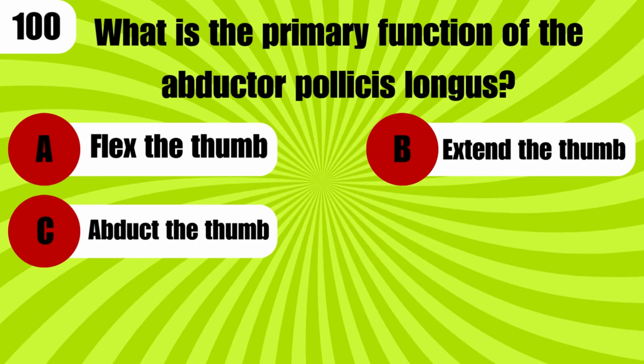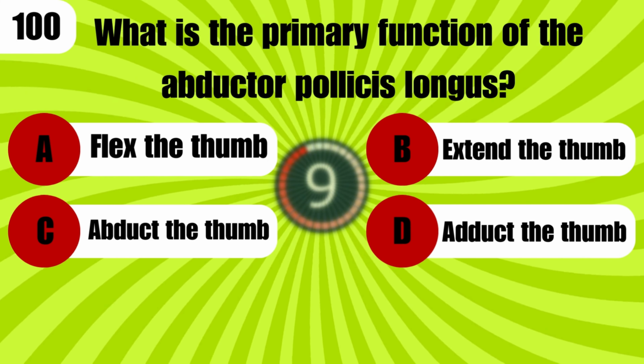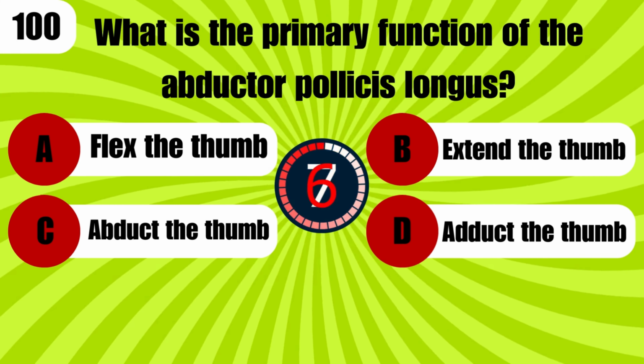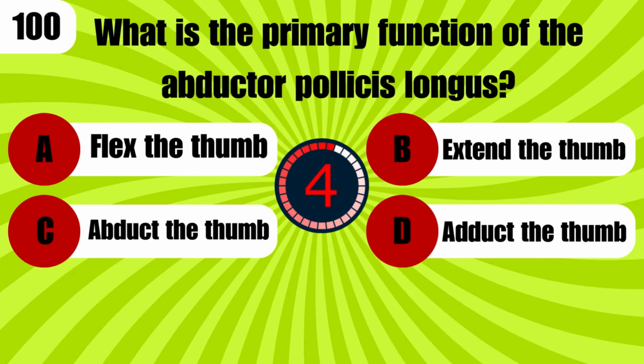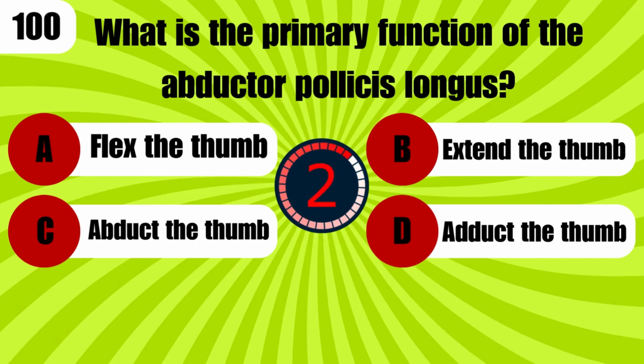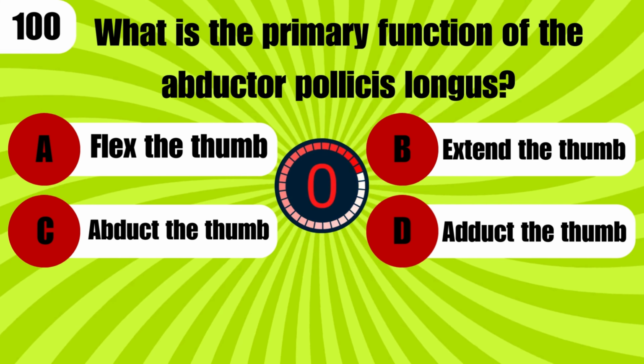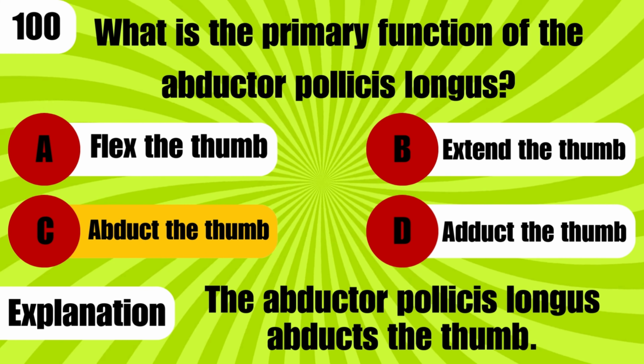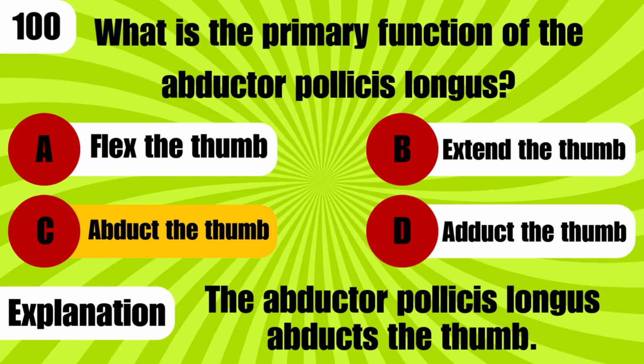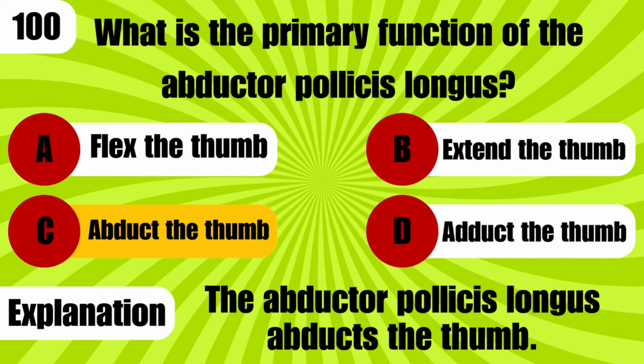What is the primary function of the abductor pollicis longus? Option A flex the thumb, option B extend the thumb, option C abduct the thumb, option D adduct the thumb. The right answer is abduct the thumb. The abductor pollicis longus abducts the thumb.